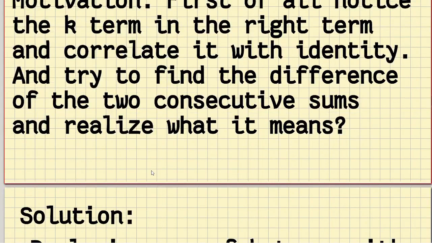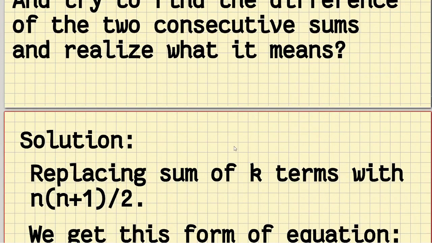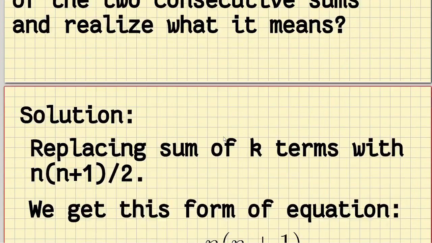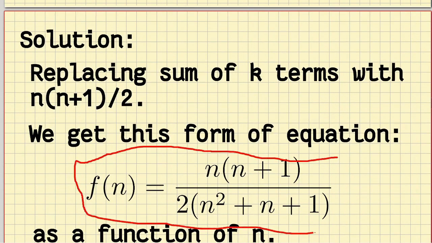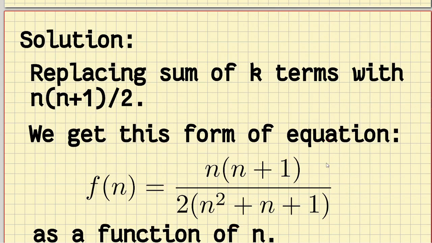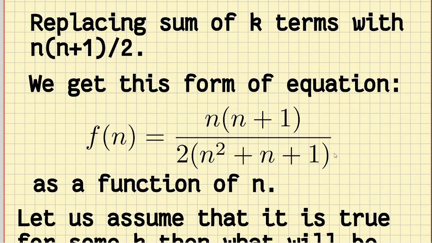Hopefully you will have tried enough, and replacing the sum of k terms with n into n plus 1 by 2, the identity, we get this form of equation. Yes, we can try to express it as a function of n. Just for some notation format, I have written f of n is equal to n into n plus 1 by 2 into n square plus n plus 1 as a function of n.